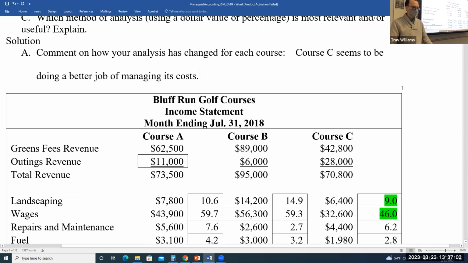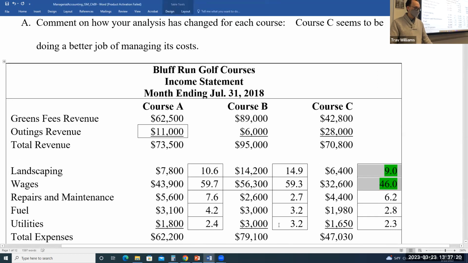What's that? Which course was managing costs better? Well, see, course C's costs are a lower percentage of sales, right? Like wages here, 59% for both of these courses and only 46% for C.